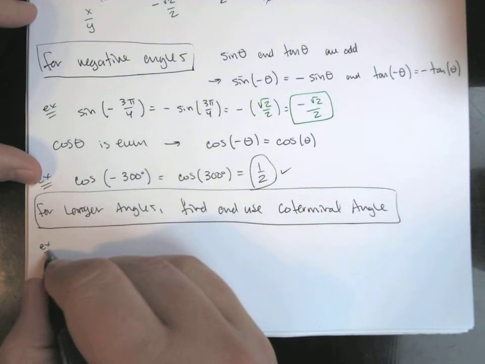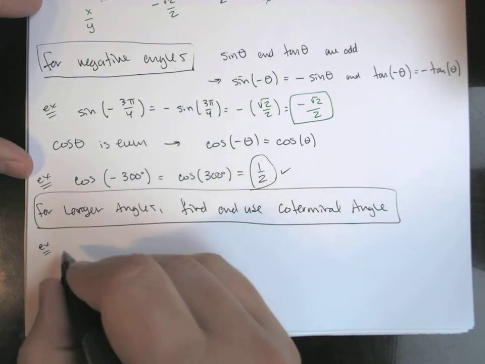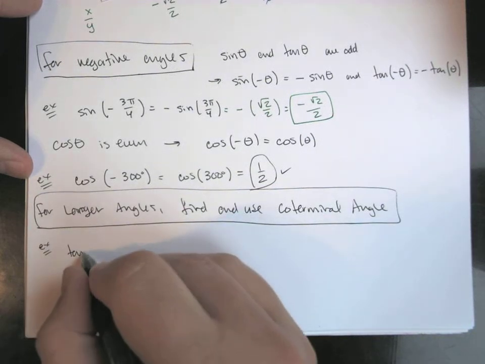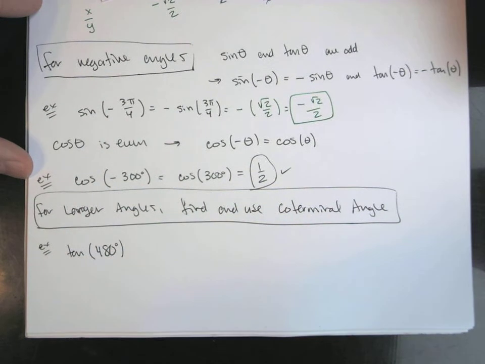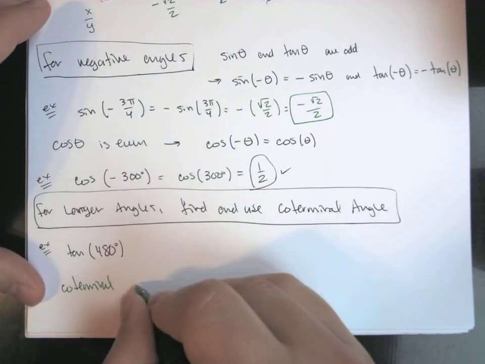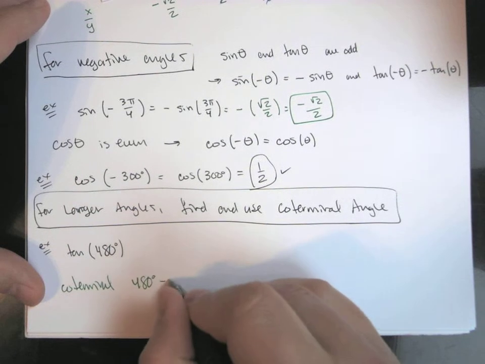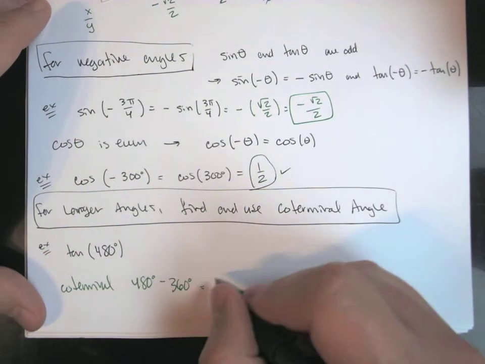So let's say, for example, we wanted to find the tangent at 480 degrees. You say, okay, that's obviously bigger than 360. So just take a minute and find a coterminal. We'll just subtract the 360 off of it. What's this going to leave us with? 120.